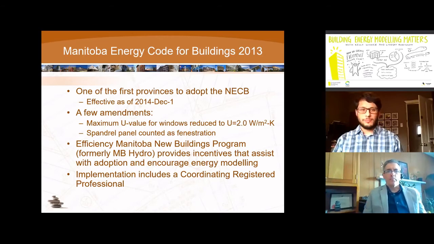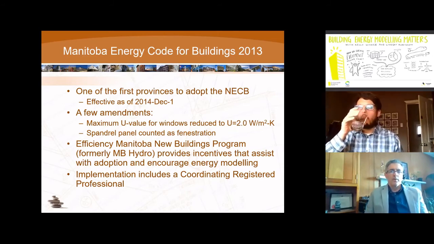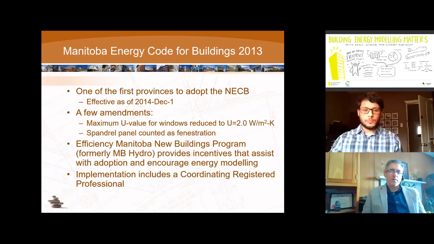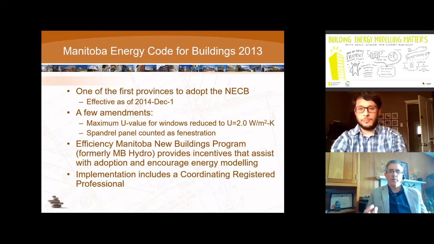First of all, where we're at right now, Manitoba was actually one of the first jurisdictions to adopt energy code. And it's a slightly modified version of the MECB 2011. A few changes to it make it perform almost more like the 2015 version of the code. There's also a nice program in Manitoba that Efficiency Manitoba now runs that has the effect of assisting with the implementation of the code by providing a little bit of incentive and encouraging the performance path as the choice for code compliance. And the implementation of it includes a coordinated registered professional, so someone to kind of bring everything together and submit to the AHJs.